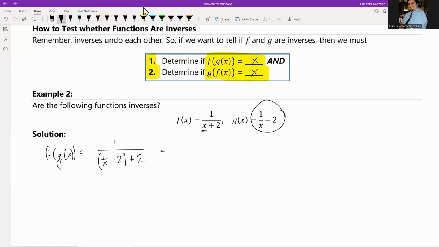Got it? Okay. All of this now, 1 over the parentheses, they really don't matter in this case. 1 over x minus 2 plus 2. You take a look, you have a minus 2 plus 2, those go away. And you get left with 1 over x. Let me write that a little nicer so it doesn't look so messy. 1 over x. I'm going to put parentheses around that one. And if you do this, this is equal to x. And that's it. That's all I need. So they're inverses.